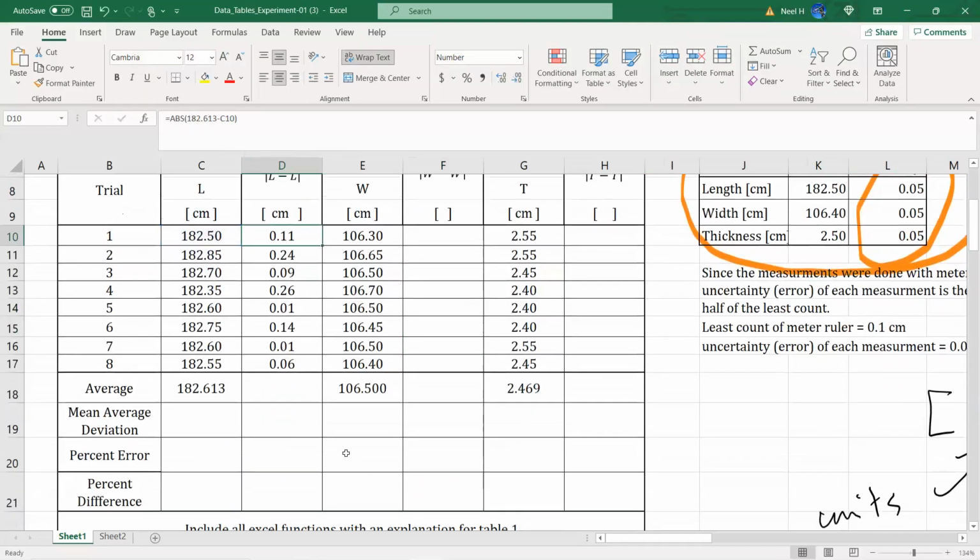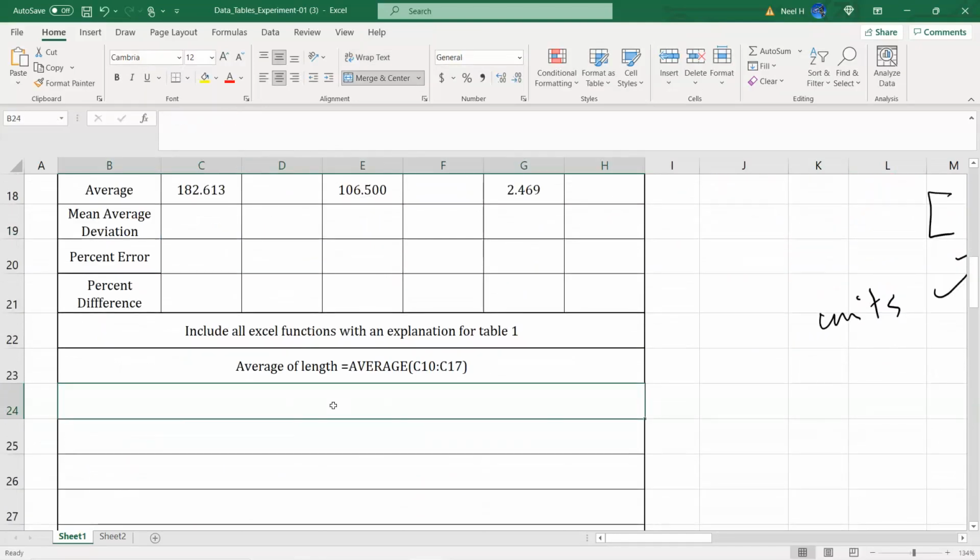We'll add that function also here. We can say average minus the measurement, for example, average minus length. I'm going to add only for that, right? So let's say average minus L, in parentheses: average minus the length itself. Then we'll add the function into here.